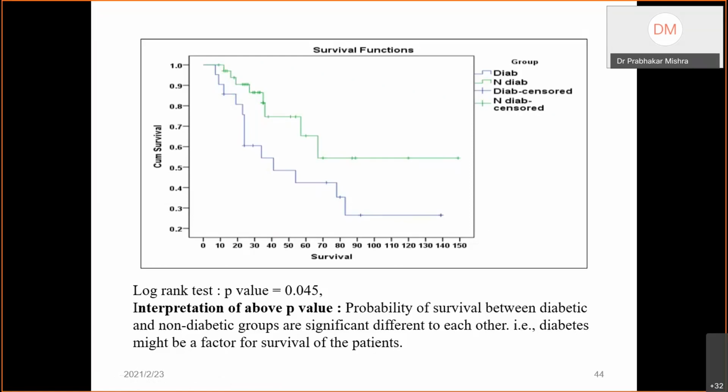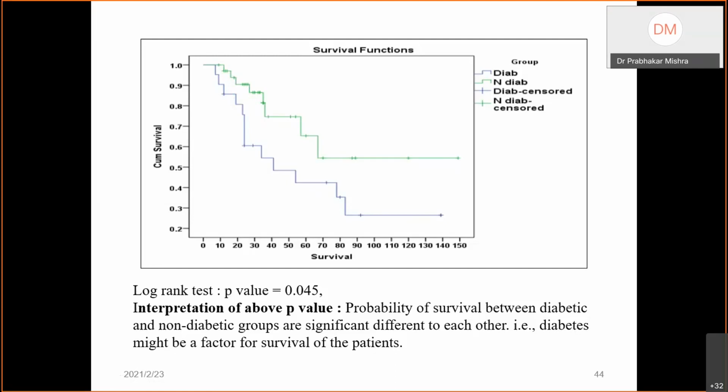It means that having diabetes is associated with the survival time of the patient, and we see whether diabetes is a factor for survival or not. This is the Kaplan-Meier method.